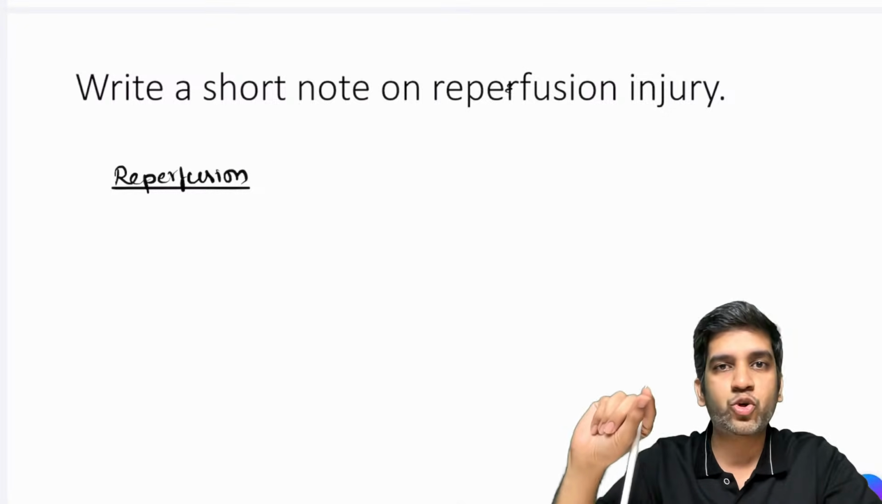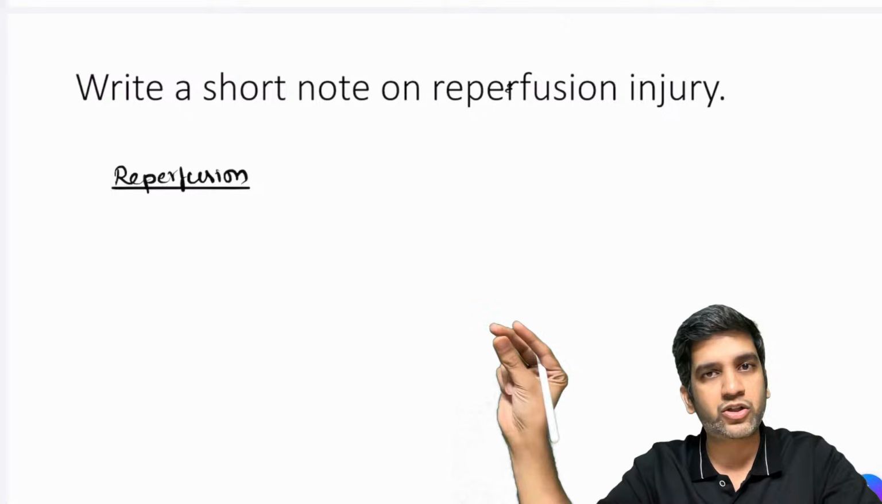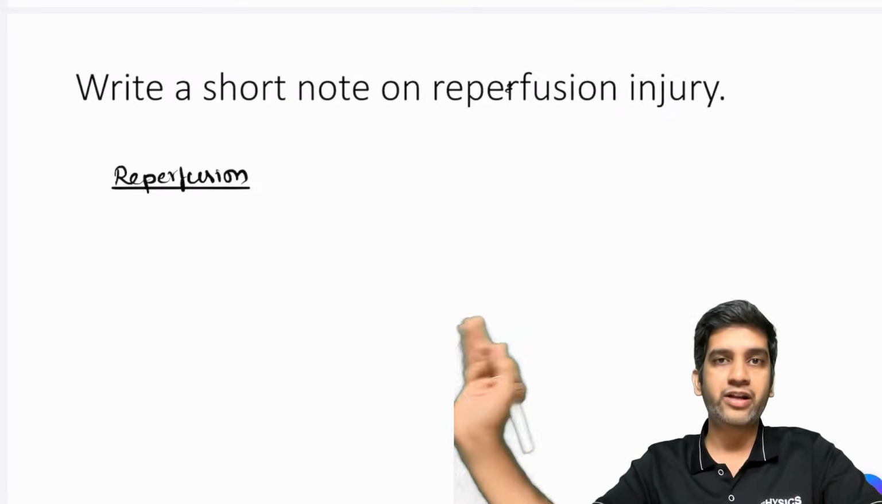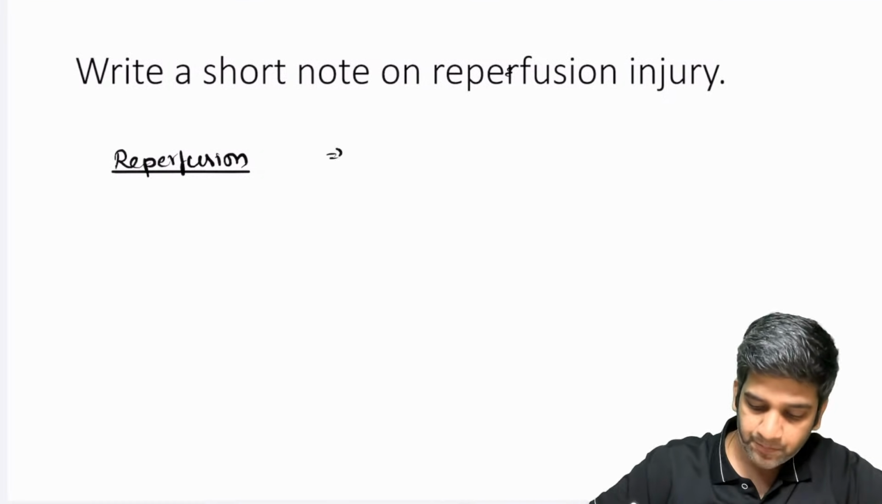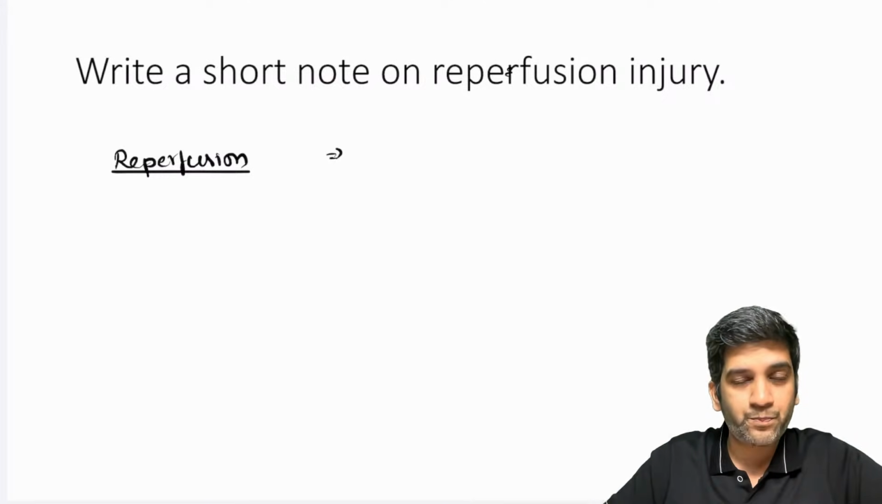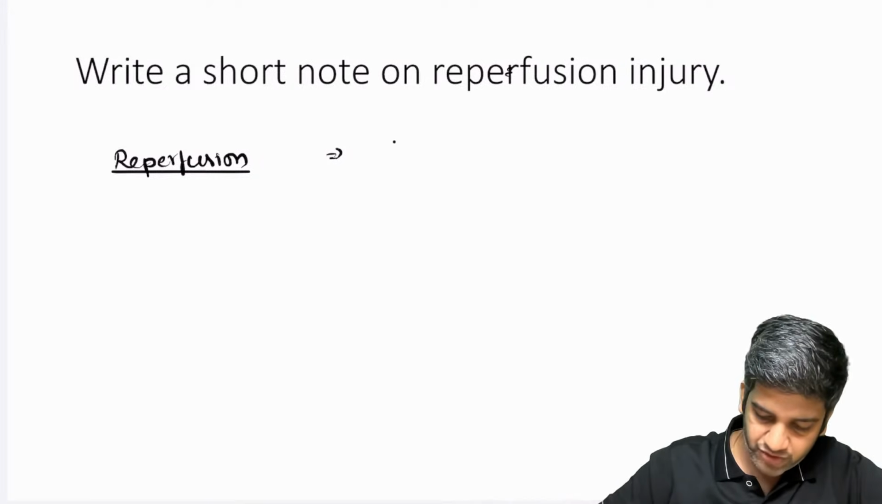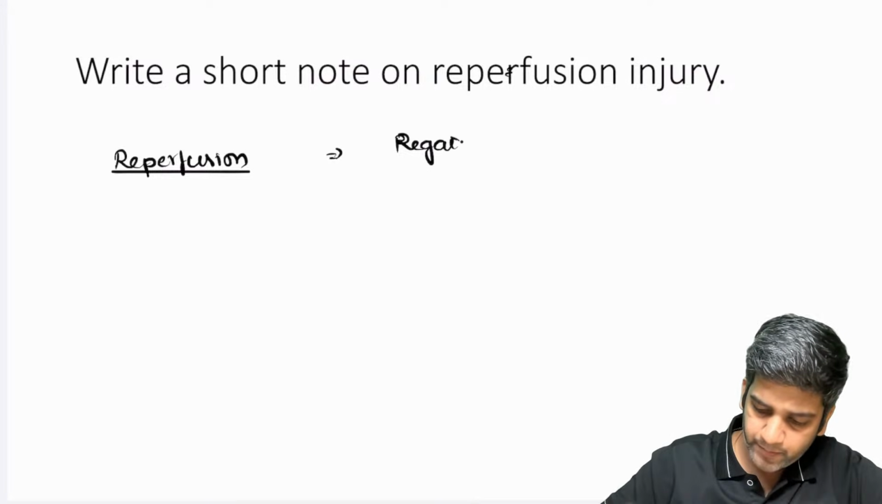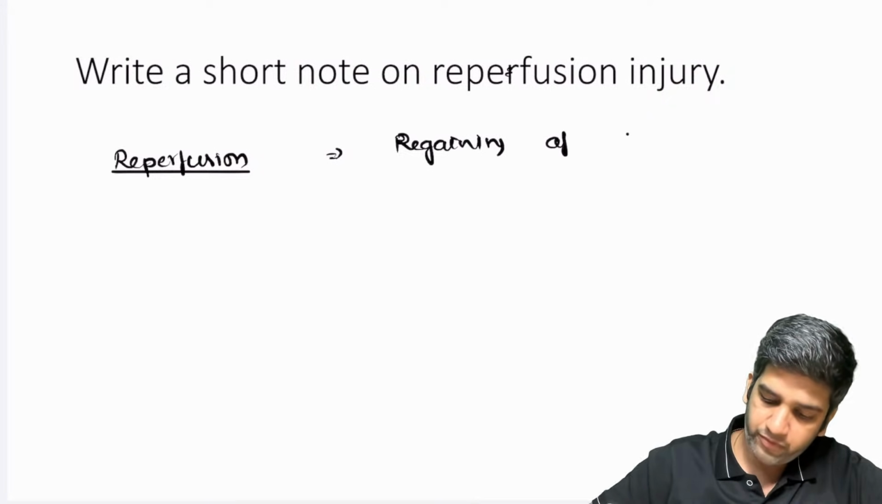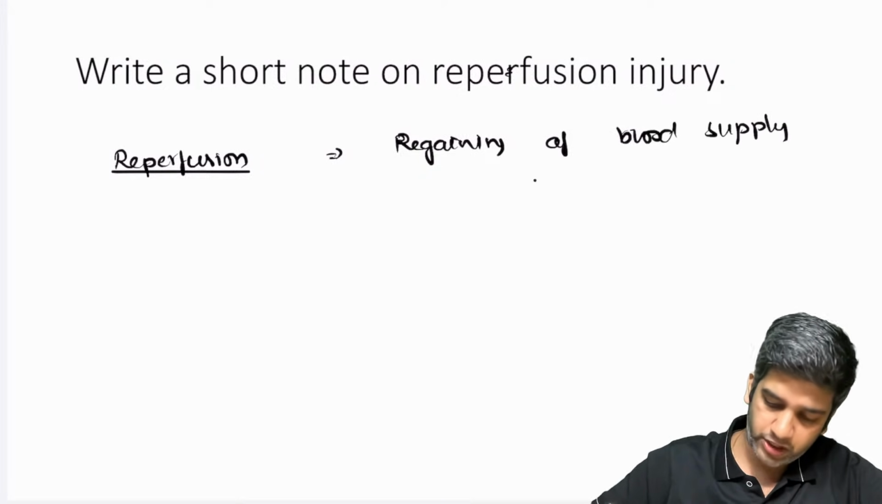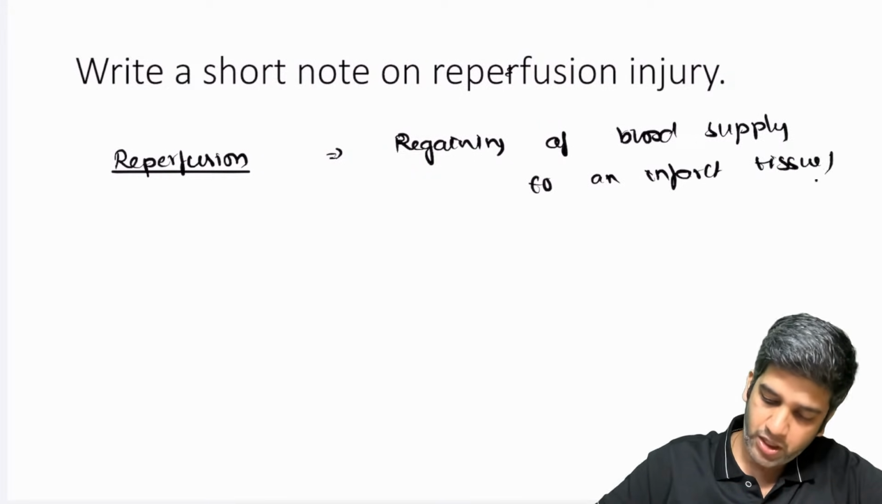You do a percutaneous coronary angiography, remove the clot and put a stent. That's what we primarily do in reperfusion, right? Reperfusion is nothing but giving the blood back to an already dying or dead tissue during infarction, right? Reperfusion is nothing but the regaining of blood supply to an infarcted or an ischemic organ, mostly to an infarcted tissue or an organ. Fine, that's what reperfusion is.